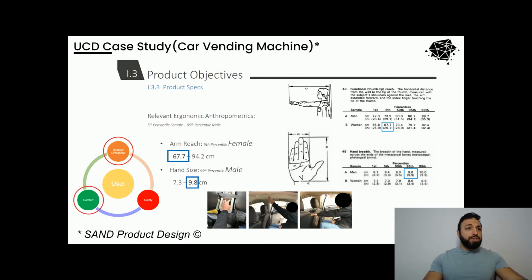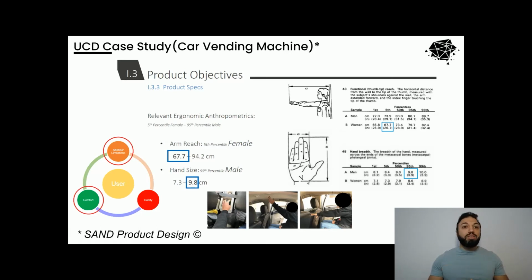Okay, so with that, we established that we have, again, a 5th percentile female, 95th percentile male. We need to accommodate both, which is in this case the reach of the arm was the 5th percentile female, because that's the one that has the shortest arm.